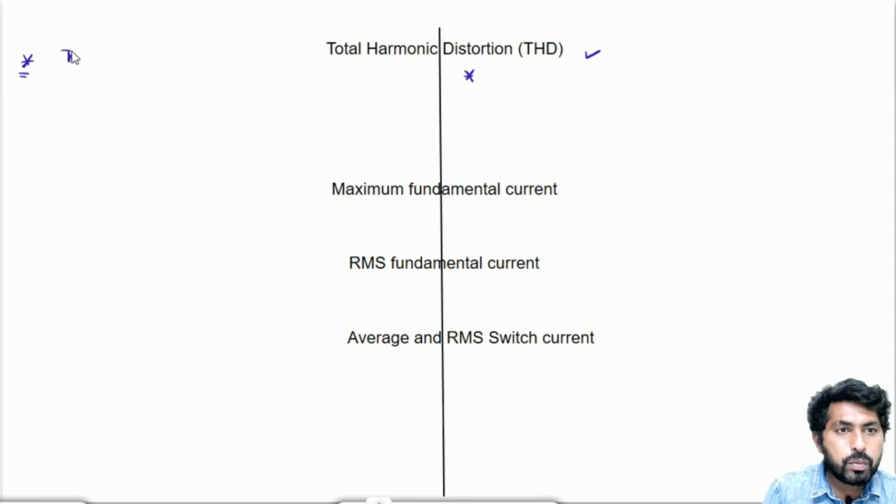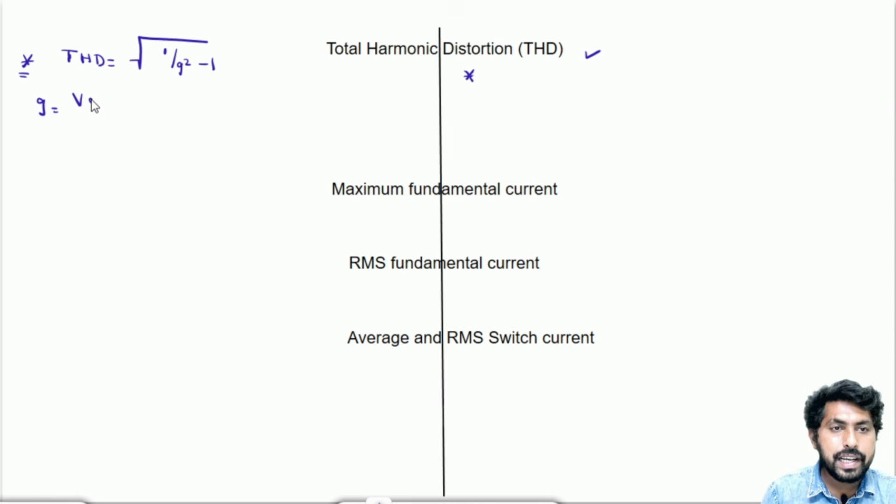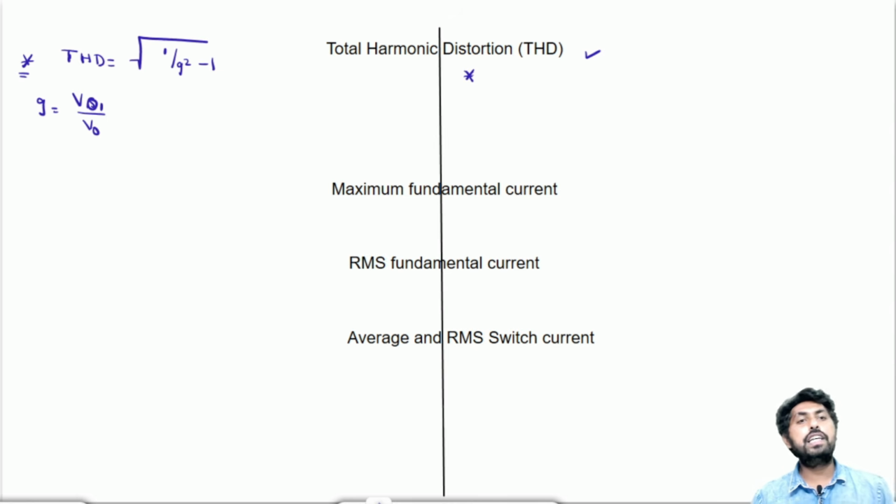For the total harmonic distortion, we know that it is equal to root of 1 by G square minus 1, where G is the distortion factor. G equal to V naught 1 divided by V naught, that is, the fundamental output voltage RMS value divided by the total output voltage RMS value.